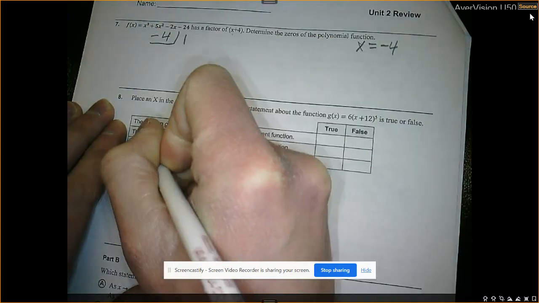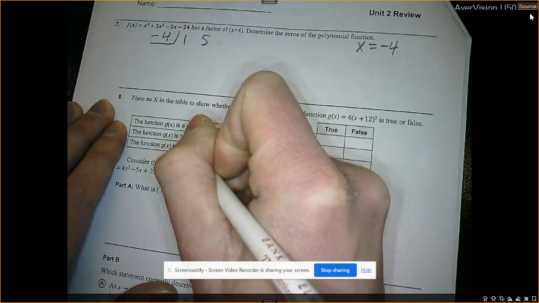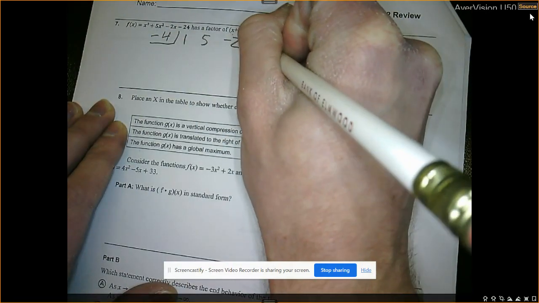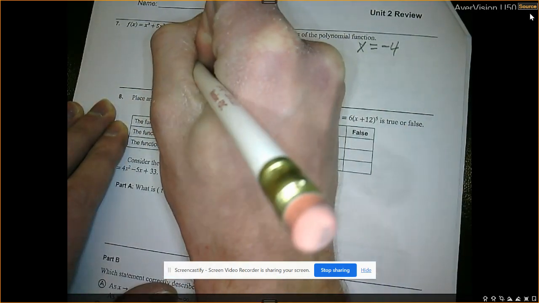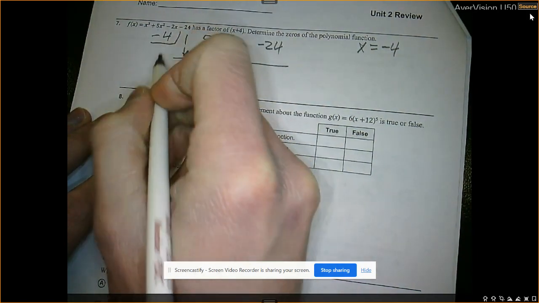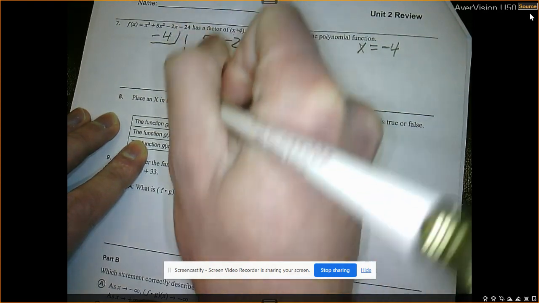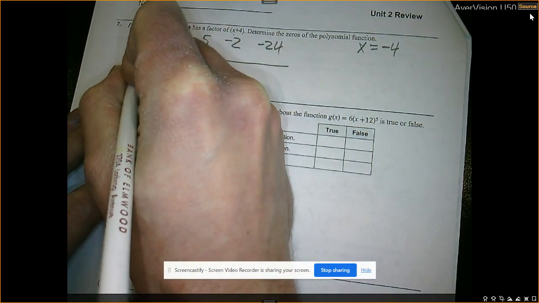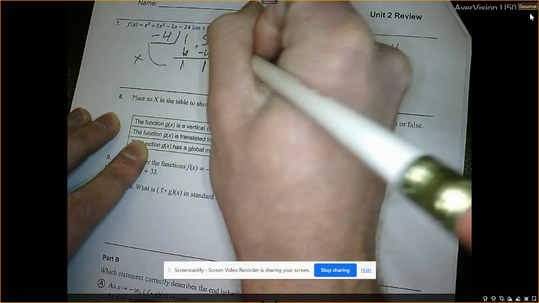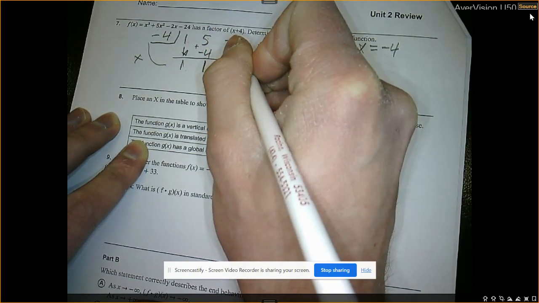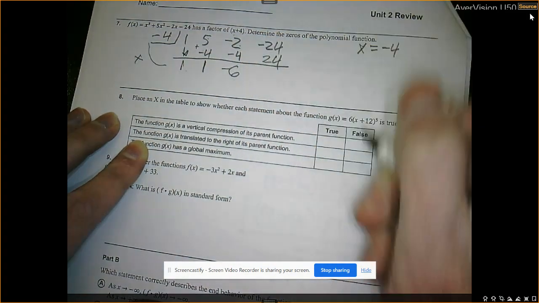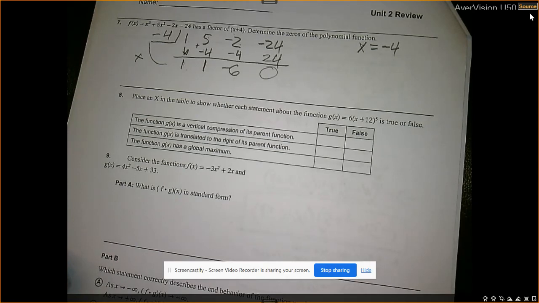And now I have 1x to the third. I have 5x squared. I have negative 2x's. And then I have negative 24 as my number that's alone. And now I just have to go ahead and do my synthetic division. So I bring down my 1, and I have 1 times negative 4, that's negative 4. 5 plus a negative 4, remember, we're always multiplying up here and then adding straight down. 5 plus a negative 4 is 1 again, so 1 times negative 4 again is negative 4. Negative 2 plus a negative 4 is negative 6. Negative 6 times negative 4, well, that's positive 24. So we're left with no remainder, which is good news.